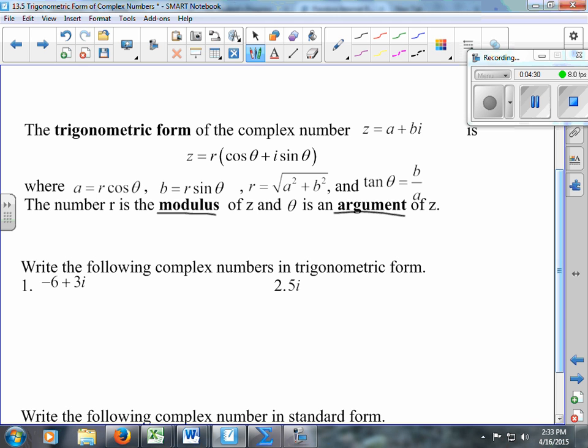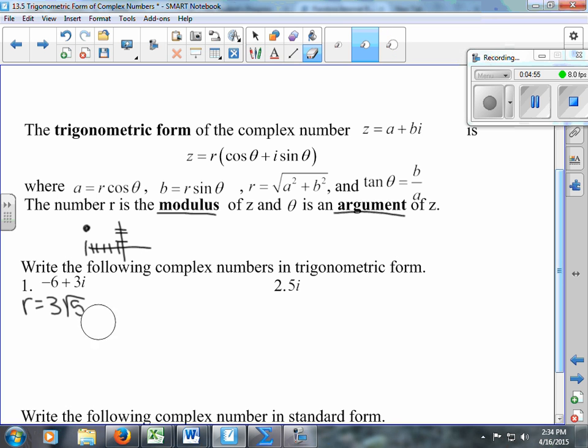The way that we would write, for example, the one we just did, -6 plus 3i, which was here, in trig form is to find the modulus, which is just the absolute value. So we already found that. That was 3 radical 5, right? And let me show you where that came from.